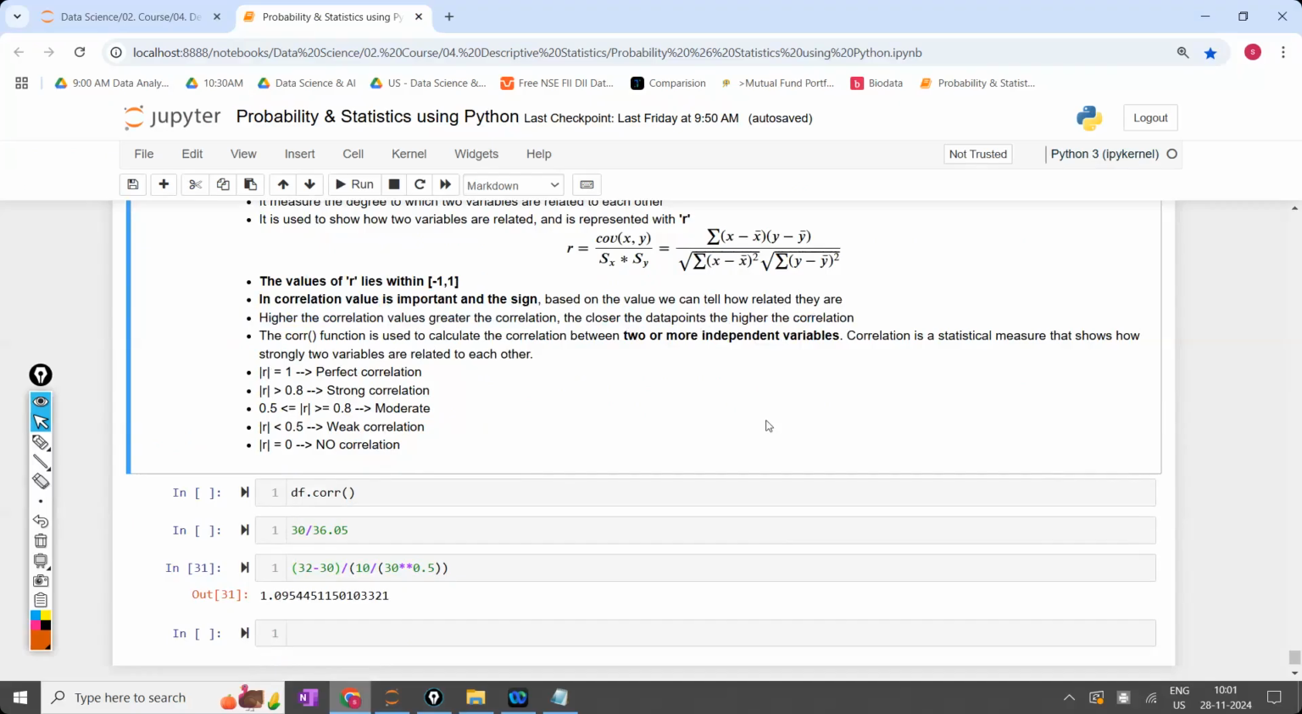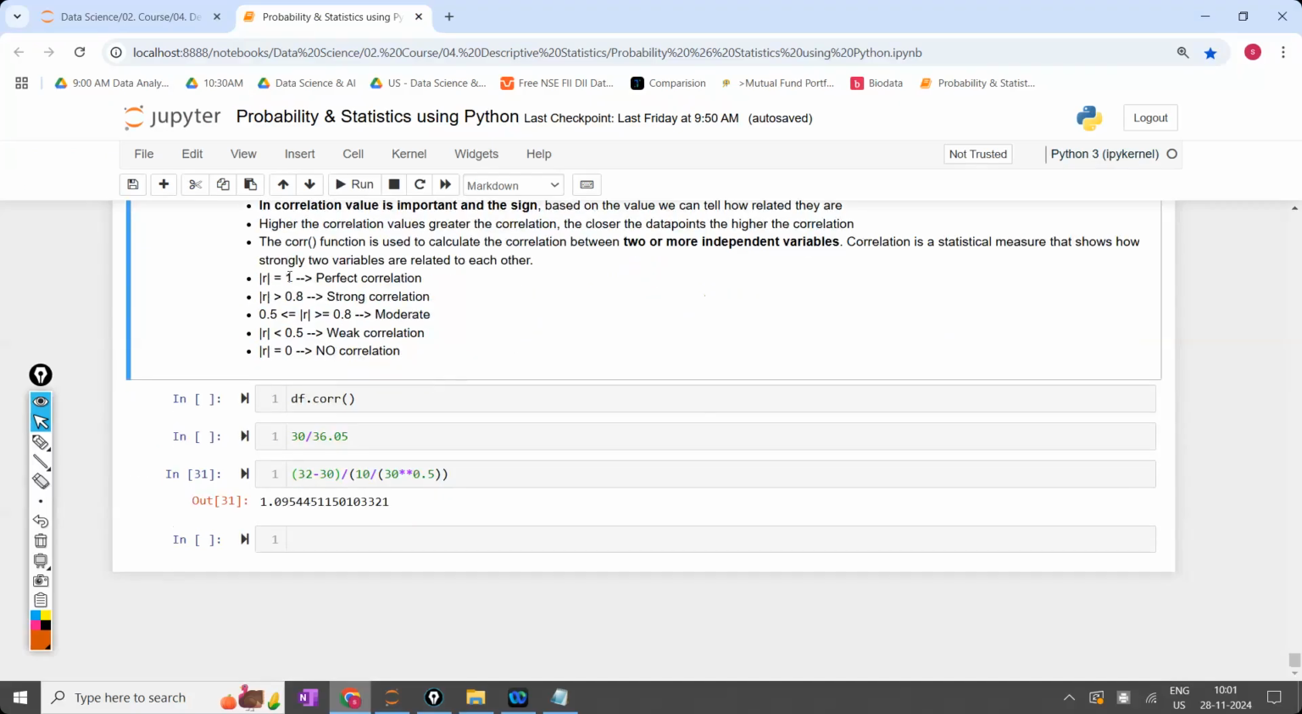Okay. Based on this, if the correlation is equal to 1, they are perfectly correlated. When it is perfectly correlated, your prediction will be 100% accurate. Exactly equal to 1 is called perfect correlation. Let us take an example.